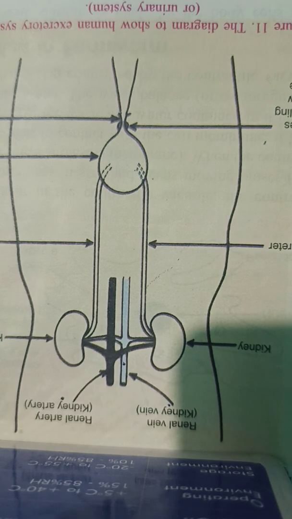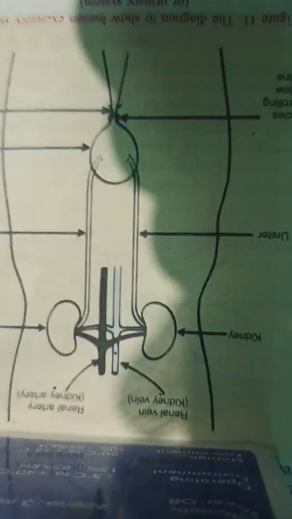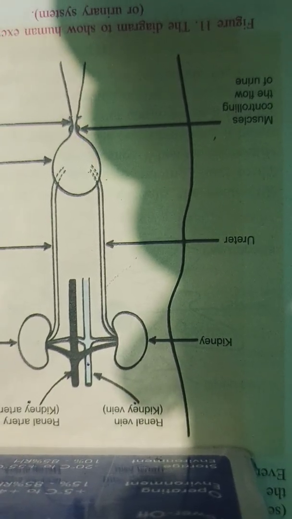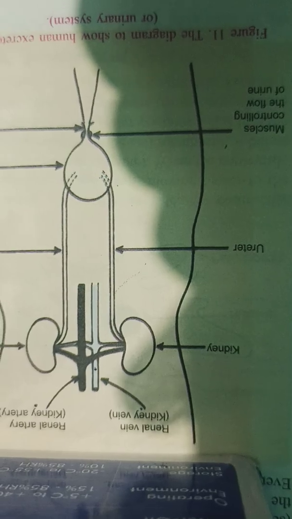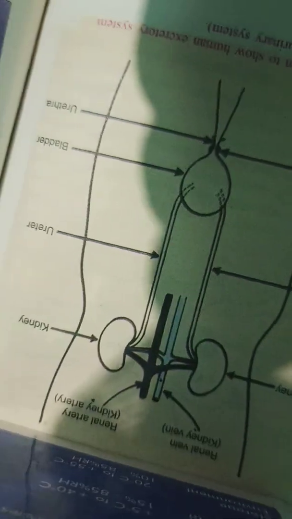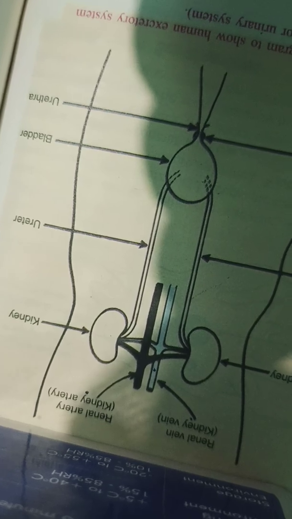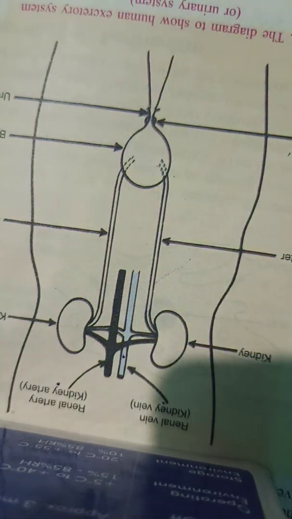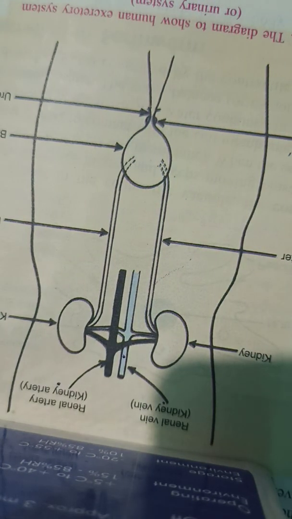Now we will study each of these organs, like kidneys, ureters, bladder and urethra. So you can see in this diagram itself, are you able to see the parts? Here you have the kidney, you have the ureter, then muscles controlling the flow of urine, and then you can see the kidney, then ureter, and then you have the bladder and urethra.